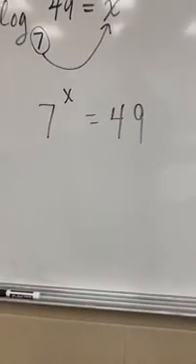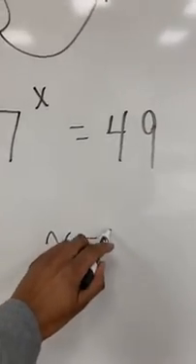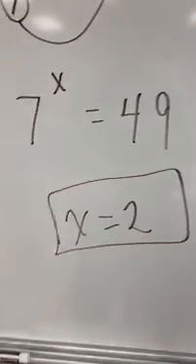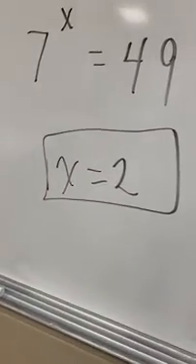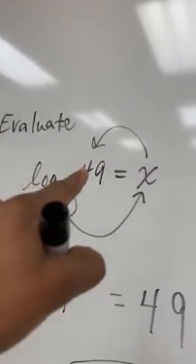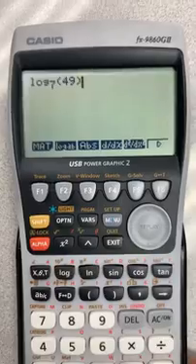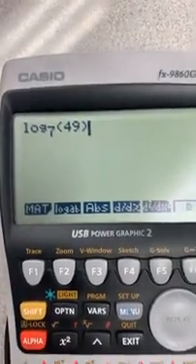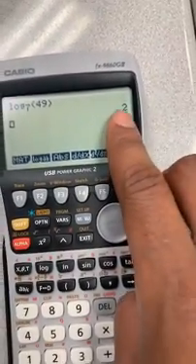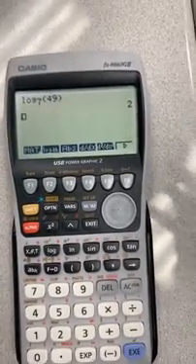And if you know anything about your exponents, we know that x has to be the number 2 because 7 to the second power is 49. So the answer here is 2. That means when I type in this, the answer is 2. Here's my calculator, log base 7 of 49. I hit enter. The answer is 2.